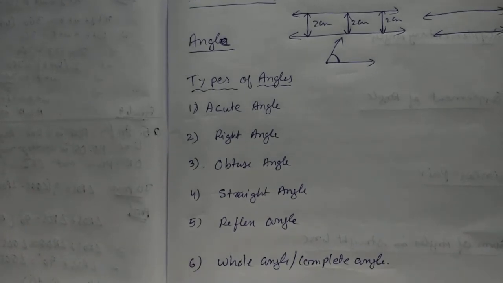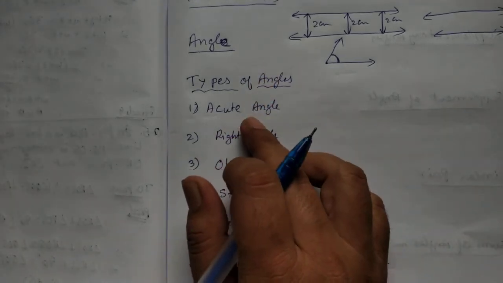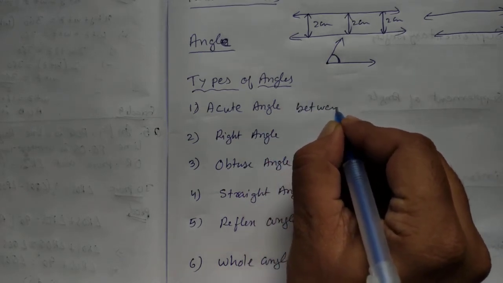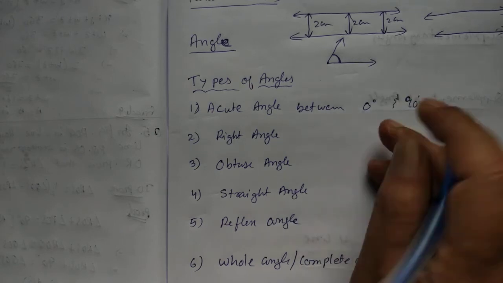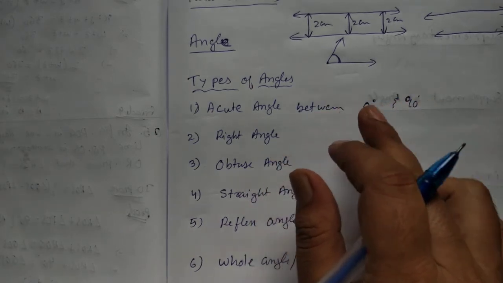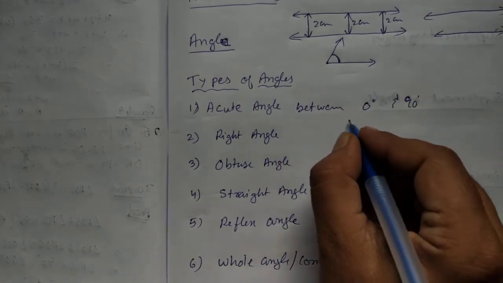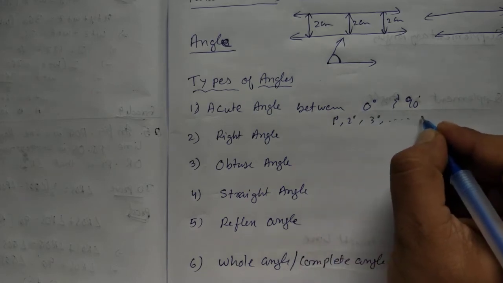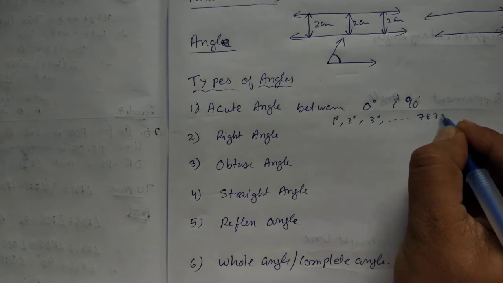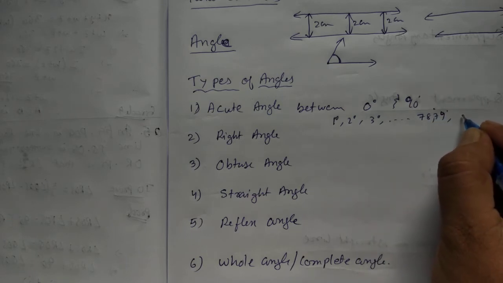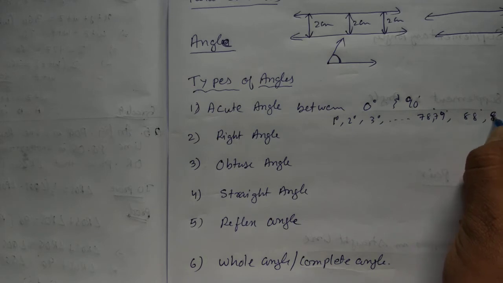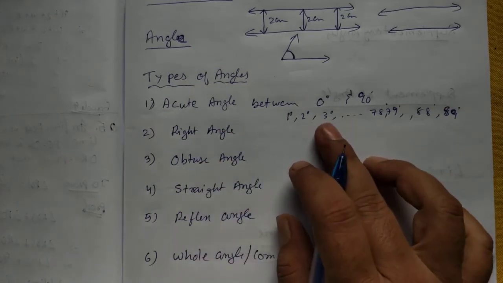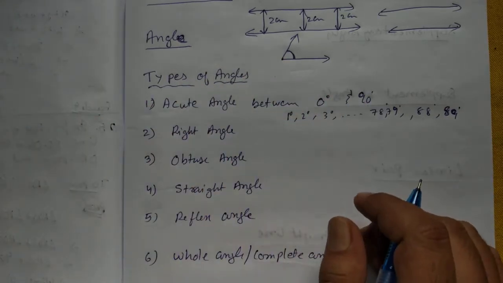Let's learn the different types of angles. Acute angles, angles between 0 degree and 90 degree, between this, okay. Those angles which are between 0 and 90 are called acute angles. It can be, for example, 1 degree, 2 degree, 3 degree, goes on, 78, 79, goes on, 88, 89. Till 89 is an acute angle. They are less than 90. Clear? So this is an example of acute angle. Angles between 0 and 90 are acute angles.